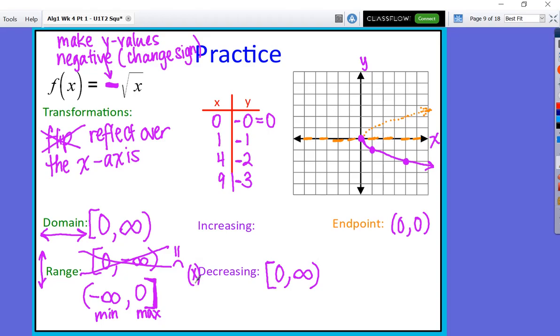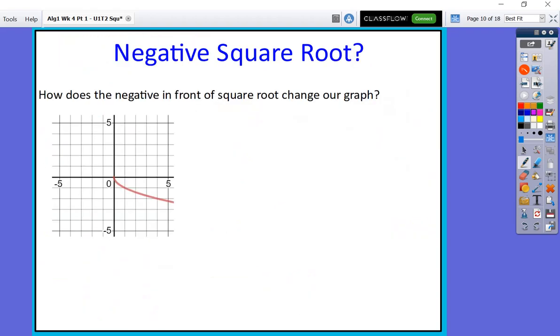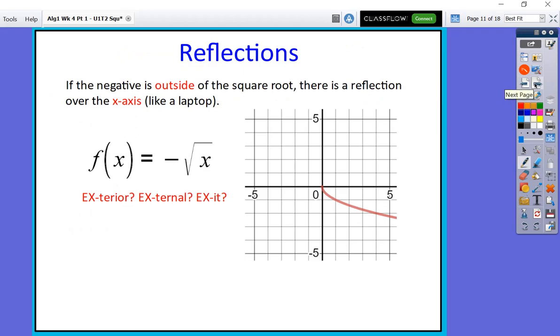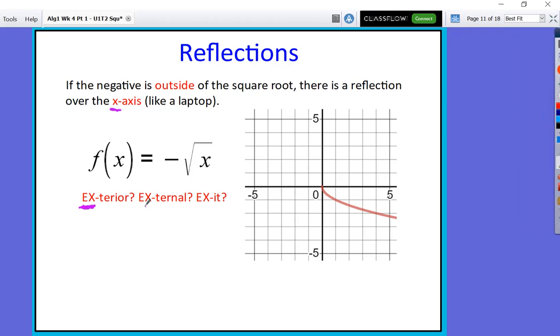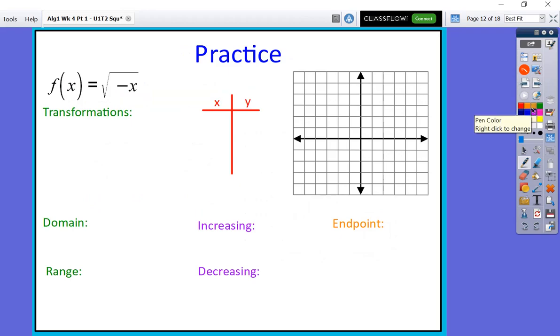So we got to talk about the x values. This whole thing is decreasing. Don't change. Quadratics can change it up. I like it. Gives a little variety, but this one's pretty straightforward. So in summary, what did this negative in front of the square root do? Ooh, reflection over the x-axis. Ooh, look at this. X-axis is on the exterior for the external, like an exit. Ooh, that's pretty cool. Shout out to Mr. Lee for that little memory device.